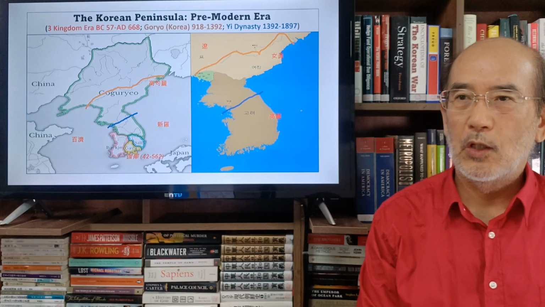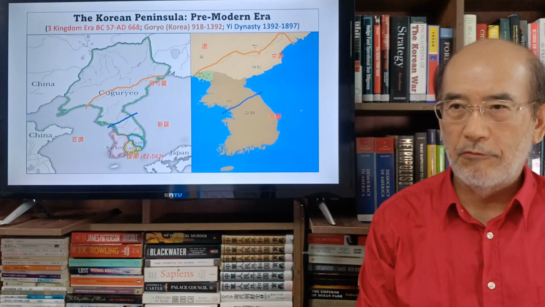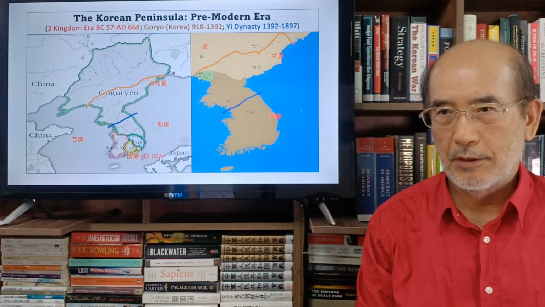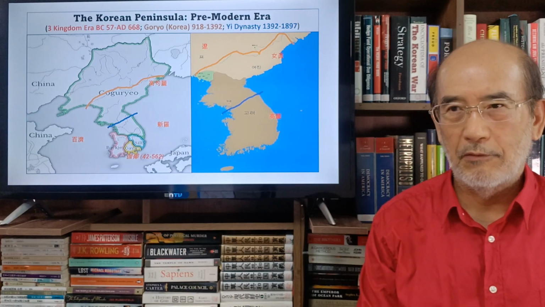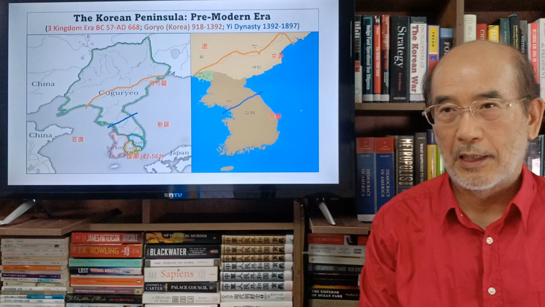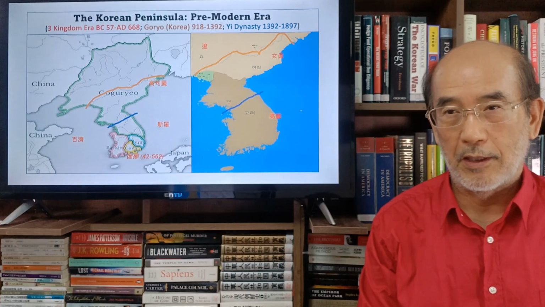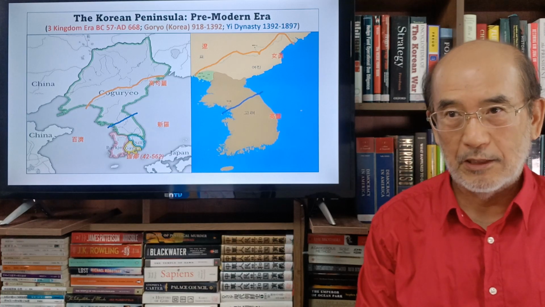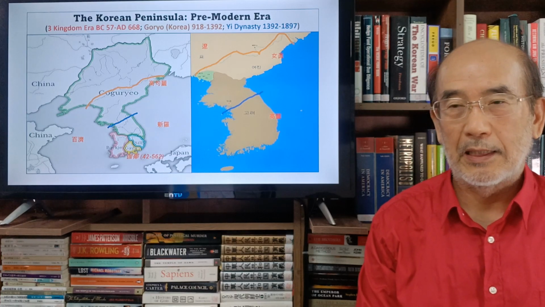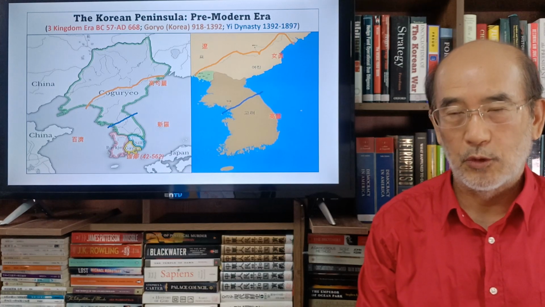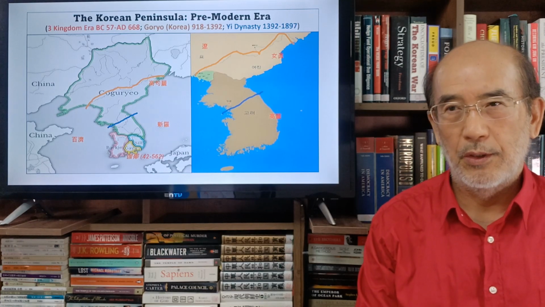Now let's take a look at the Korean Peninsula before the coming of the current modern period. Basically, we can divide it into three periods. On the second line in the title section, we have the Three Kingdoms era from 57 BC to 668 AD. Then we had a unified, in a sense, unified Korea.